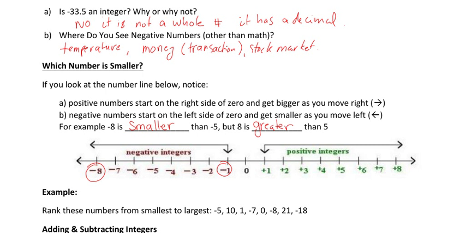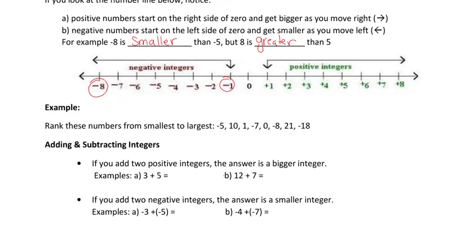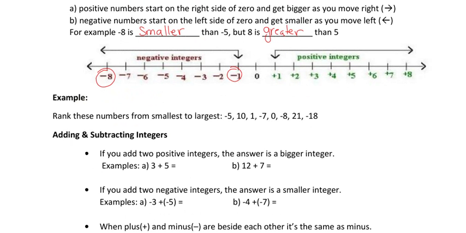Are you guys okay with this, with the ranking of the numbers? So rank these numbers from the smallest to the largest. What's my smallest number? I have negative 5, 10, 1, negative 7, 0, negative 8, 21, negative 18. Negative 18 is the smallest one, right?